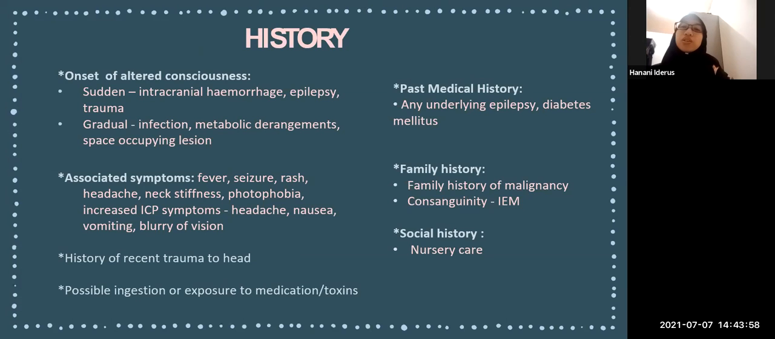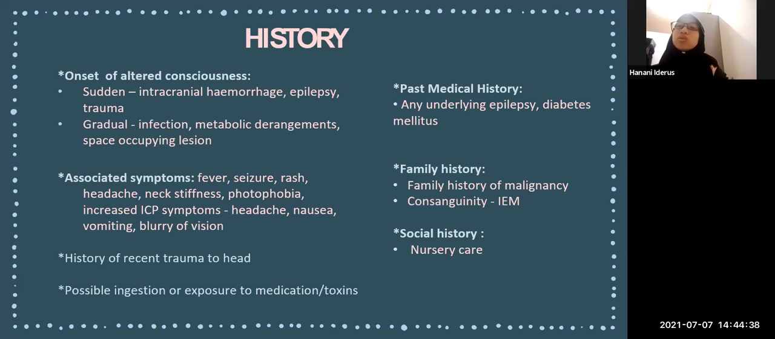And then regarding the associated symptoms, it actually depends on what etiology we are worrying about. If we are worrying about infection, we need to ask about fever or seizure. Most of the symptoms here are about meningitis, which include neck stiffness and photophobia. We also need to know the symptoms of increased ICP based on the history. And then we also need to ask about any history of recent trauma to the head, and possible ingestion or exposure to medication or toxin, because this is part of the etiology.